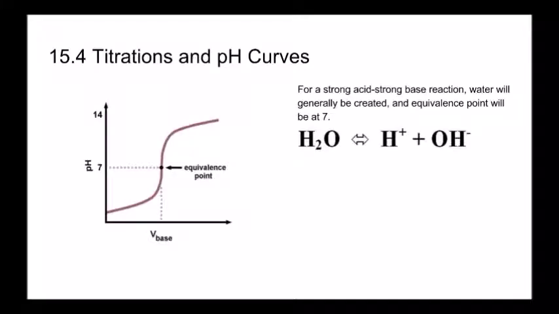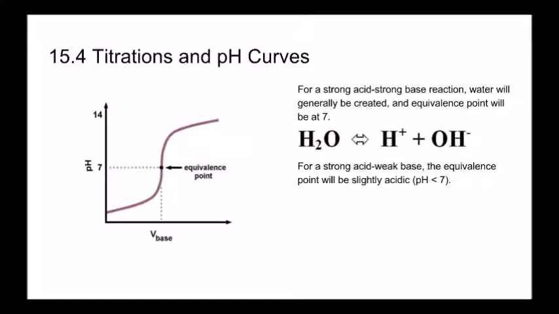Now we're going to look at titrations and pH curves. We notice that at the equivalence point, there is going to be an equal amount of acid and base molarity added. Moreover, for a strong acid strong base reaction, water will generally be created and the equivalence point will reach a pH of 7, neutralizing one another.